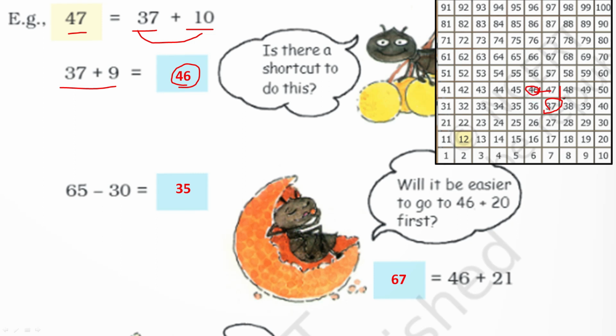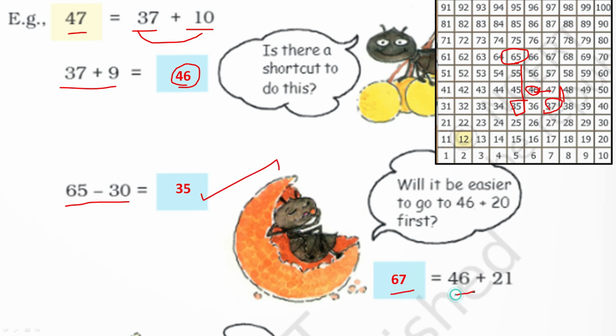The grid will help you to add or subtract quickly and easily. That's what this home of grid is helping. 65 minus 30. So go to 65. Minus 30 means 3 steps down. 1, 2, 3. So the answer is 35.